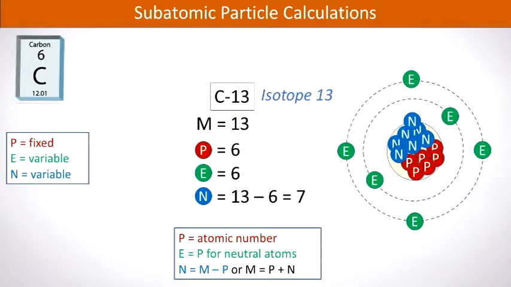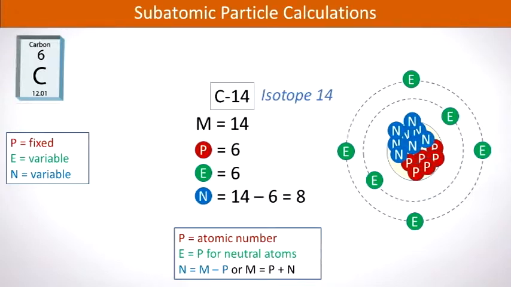If we look at isotope 13 for carbon, that is C13, that means it has a mass number of 13. The number of protons do not change. They always equal the atomic number. And since this is a neutral atom, the protons equal electrons to give you 6. The number of neutrons are easily calculated by subtracting the mass number 13 minus the protons for 7 neutrons.